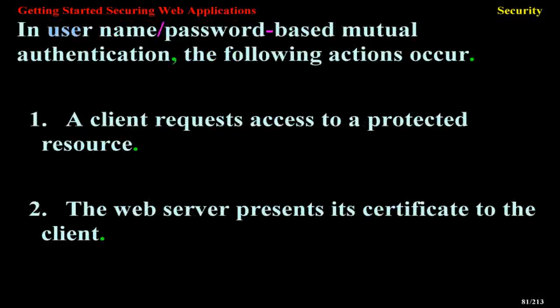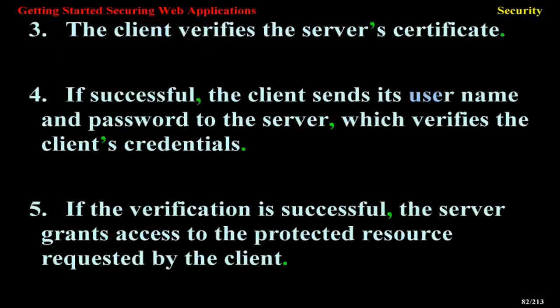In username/password-based mutual authentication, the following actions occur. A client requests access to a protected resource. The web server presents its certificate to the client. The client verifies the server's certificate. If successful, the client sends its username and password to the server, which verifies the client's credentials. If the verification is successful, the server grants access to the protected resource requested by the client.